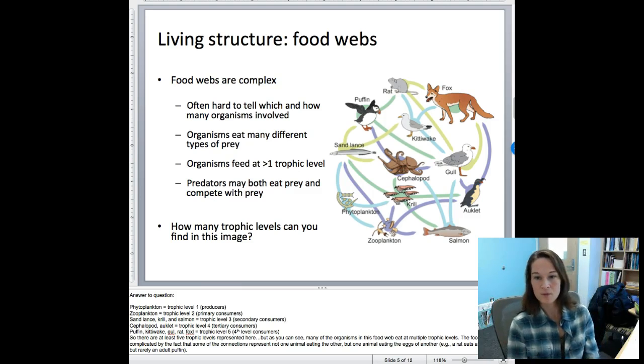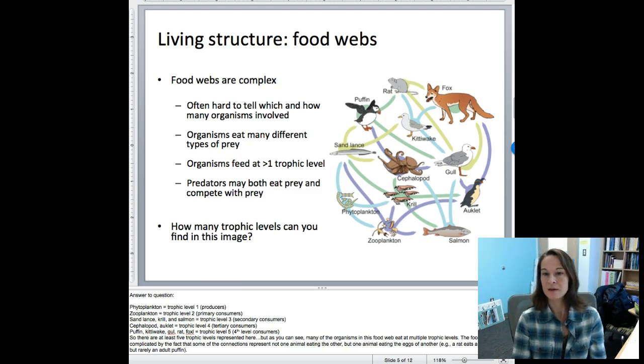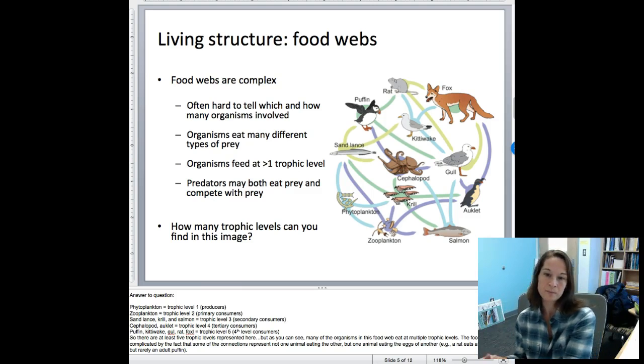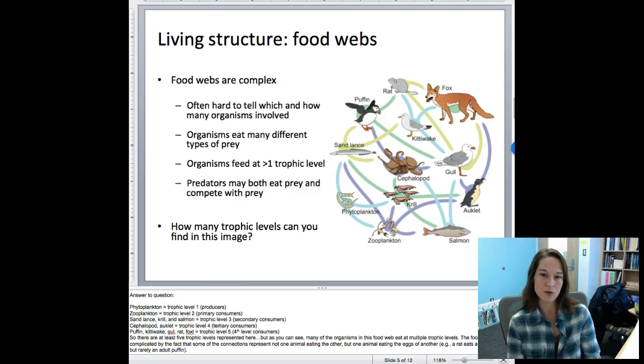So this diagram shows you sort of a stylized vision of a relatively simple marine terrestrial food web. So this would be a coastal food web that has some members in the water and some members on the shore. And this would be typical of some of our islands, potentially, or nearshore coastal areas, say down in Prince William Sound. And I'd ask all of you to take a minute and see how many trophic levels you can find in this image.